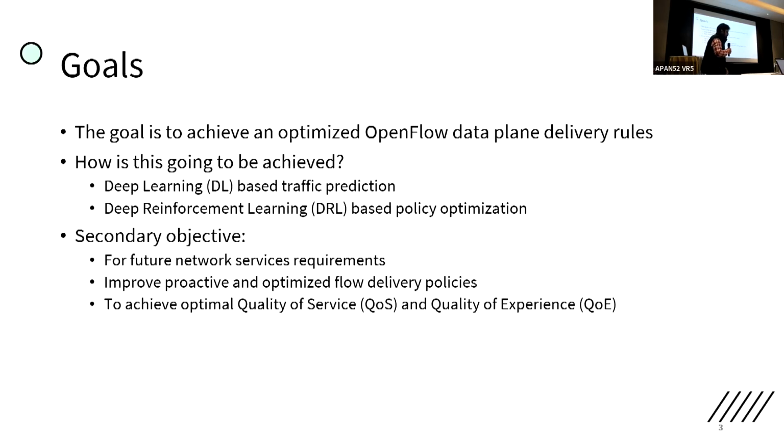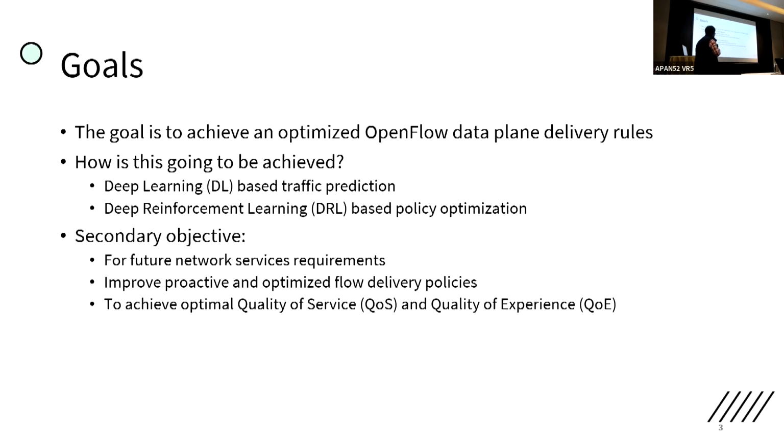So actually the project I am working on during my PhD has the goal to achieve and optimize OpenFlow data plane delivery rules. How are we going to achieve this? By applying some deep learning methods to predict the traffic on the network, and also to apply some deep reinforcement learning methodologies to optimize the policies which can be applied on the network to satisfy the requirements of futuristic services, you can say.